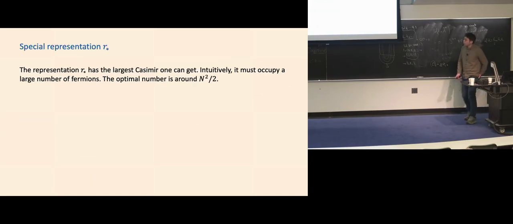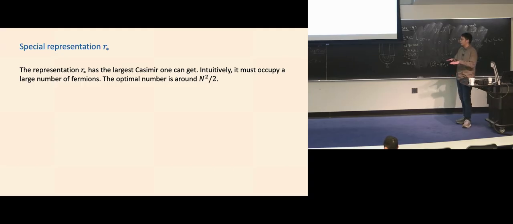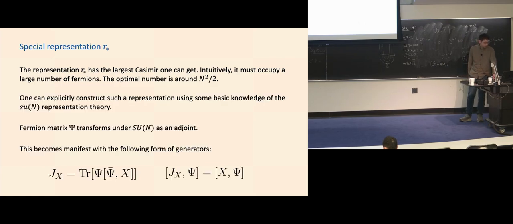So this representation R star has the largest Casimir one can possibly get. Intuitively we would expect that it should contain a lot of fermions, because if you excite a lot of fermions, they would transform more non-trivially under SU(N). And the optimal number of excitations is somewhere around N squared over 2, because basically that's half filling, and there are a lot of states that can transform into each other. That motivates us to find states that have fermion number about N squared over 2 that would have the largest Casimir. So let me describe the construction to you.